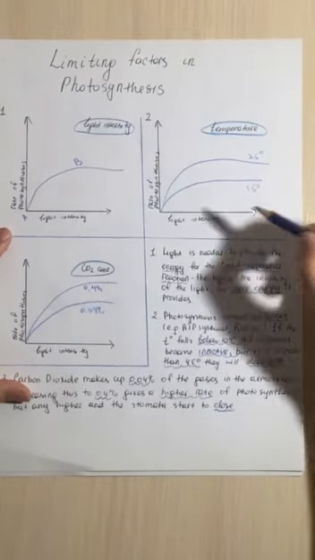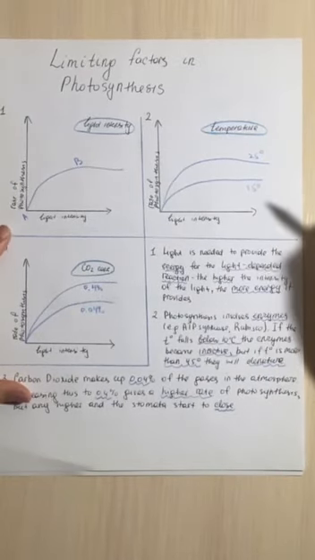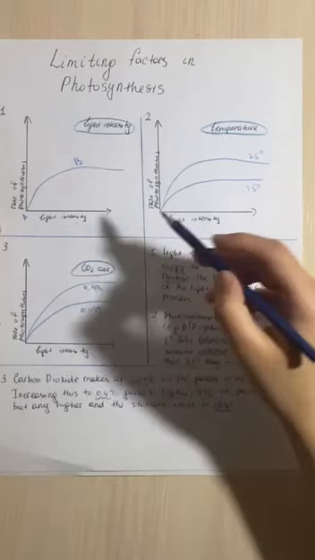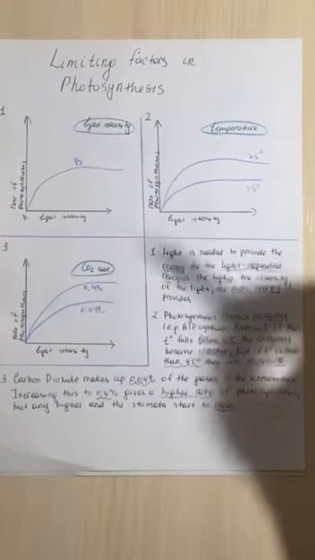There are also key features you can read and make notes on, and overall these three factors are the limiting factors of photosynthesis.